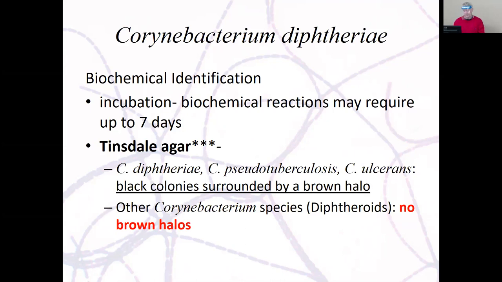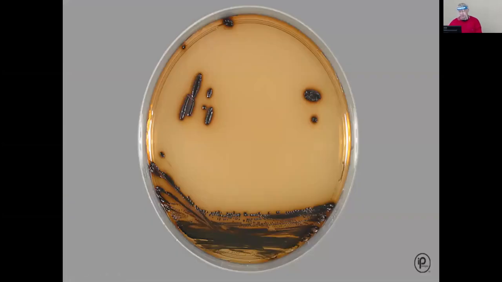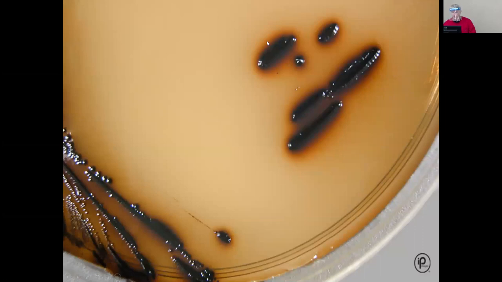With Tinsdale agar, this is the one with tellurite, the diphtheriae, and then the other species named pseudotuberculosis and ulcerans have black colonies surrounded by a brown halo. Other Corynebacterium species, the diphtheroids, have no brown halos. So these, diphtheriae, pseudotuberculosis and ulcerans, have black colonies surrounded by brown halos. We can see that. So this would be our Tinsdale medium that we would use. Here's the black colony with the brown halo. See that pretty well. Black colonies, brown halo.